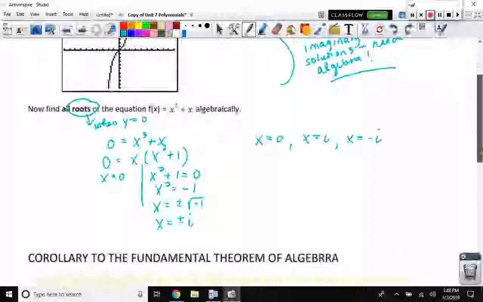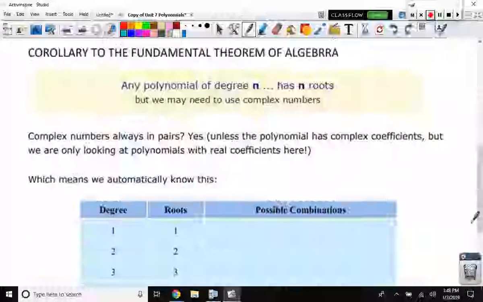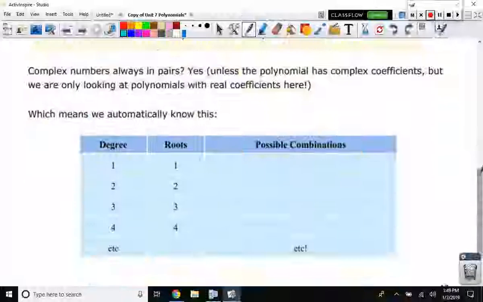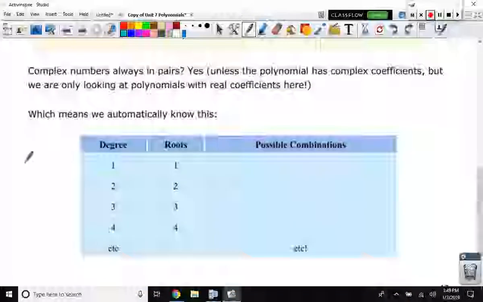All right, so the fundamental theorem of algebra, what this tells us is, if you have any polynomial, whatever the degree is of that polynomial is actually how many solutions you're going to have. Okay, so let's look here. If I have a degree 1 equation, give me an example of a degree 1 equation. Anything. So y equals x plus 3. That's a degree 1 equation.